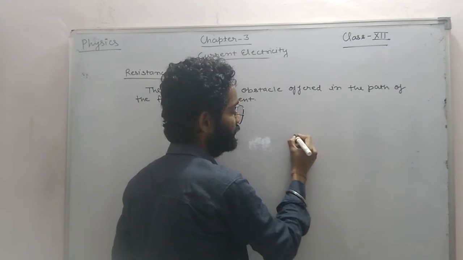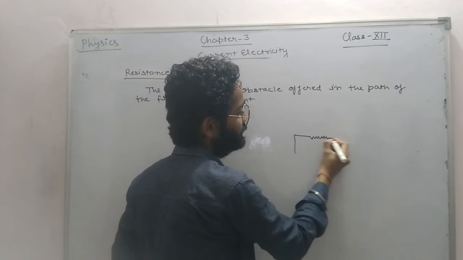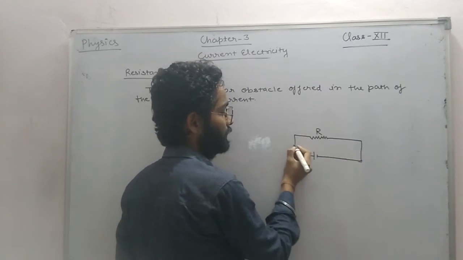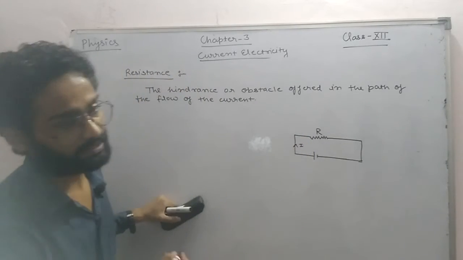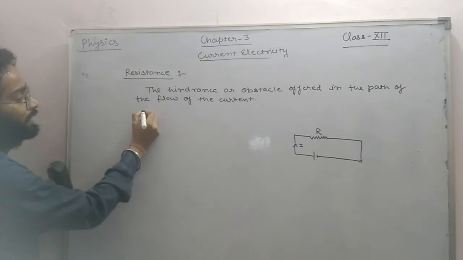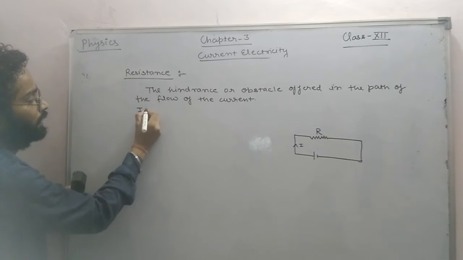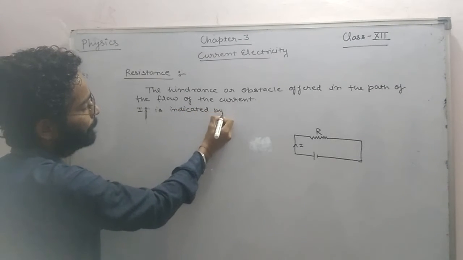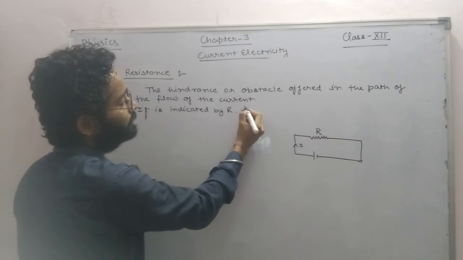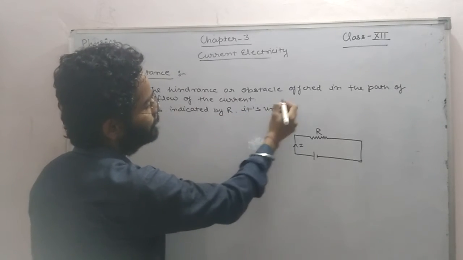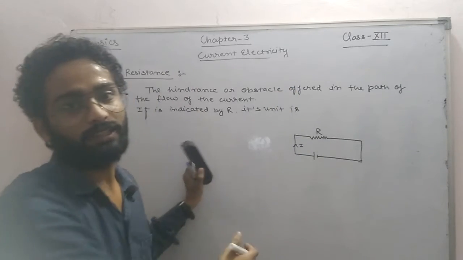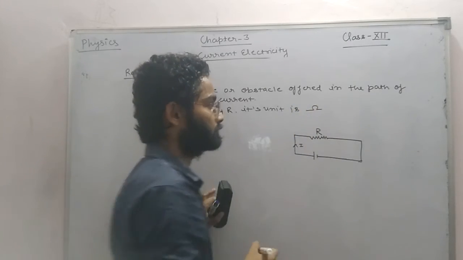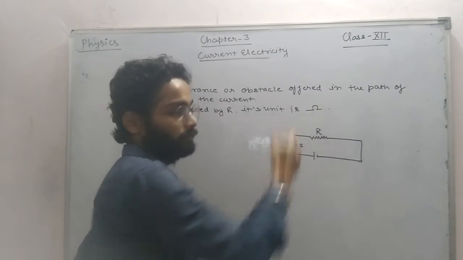It can be due to a circuit, it can be due to a wire. It is indicated by this symbol. This one is R, this one is resistance, and if you are attaching this in a circuit like this, the current is flowing in this direction, and this one is R. R is indicating resistance here. So it is indicated by capital R, and its unit is named after Sir Georg Simon Ohm. Its unit is written as Ohm.